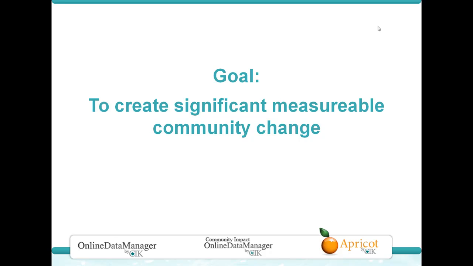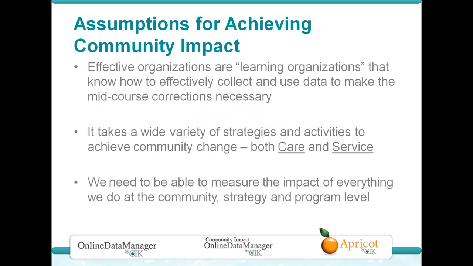So if our goal is to create significant measurable community change, there's a couple of assumptions I wanted to start with to talk about. The assumptions for greater community impact. First of all, that effective organizations are learning organizations that know how to effectively collect and use data to make the mid-course corrections necessary. So that's one of the key assumptions, is that we do need to become learning organizations. The second assumption is that it takes a wide variety of strategies and activities to achieve community change. No one institution, no one organization can do it alone, and it takes what we call both care and service if we're going to be effective.